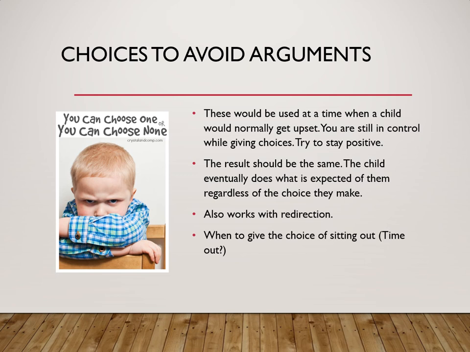Or you could do, you can have one or you can have two. So whatever your maximum limit is for that particular activity or that treat or whatever you're talking about, give them the maximum choice and then something lower than that. And then they're probably going to be happy with being able to get the maximum. So these are used for times when a child would normally get upset. You are still in control while giving choices. And then also trying to stay positive. So again, we're setting these limits and these choices in a positive light for the student.